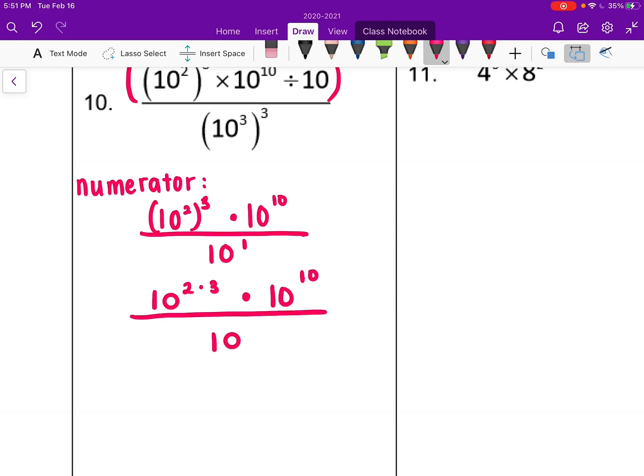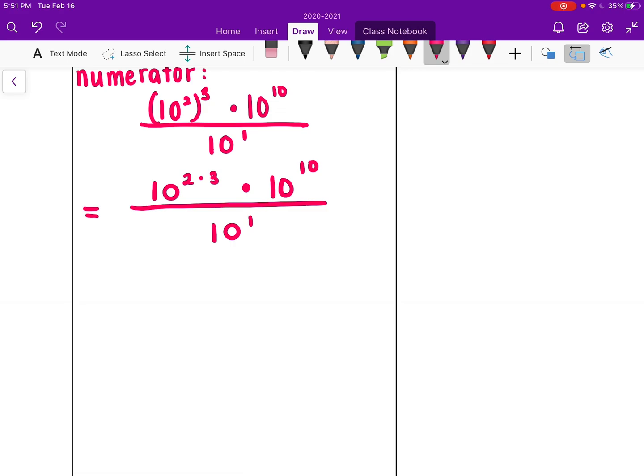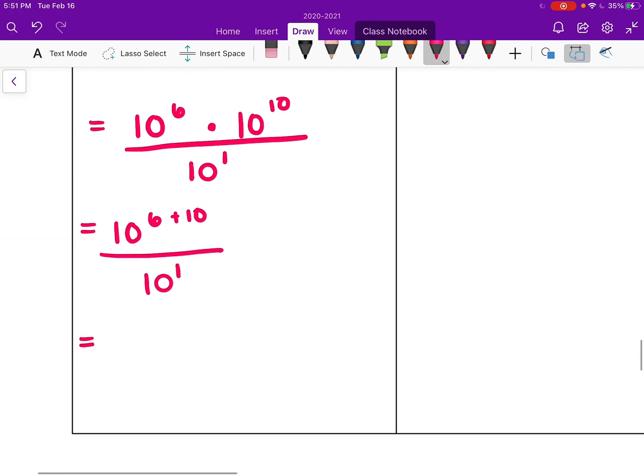And then that 10 is also just to the power of 1, right? So if it's easier for you to write it in, go for it. So then I have 10, 2 times 3 is 6, multiplied by 10 to the power of 10, all over 10 to the power of 1, right? So now I know when I'm multiplying, I'm going to do 10, 6 plus 10, all over 10 to the power of 1, right? And then 6 plus 10 is just 16 over 10 to the power of 1, right?